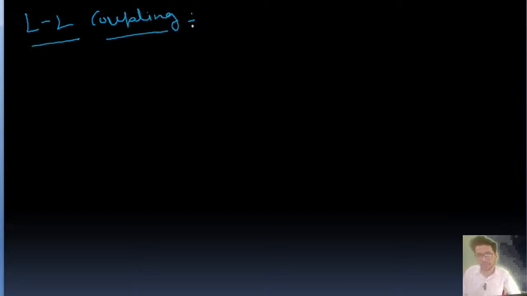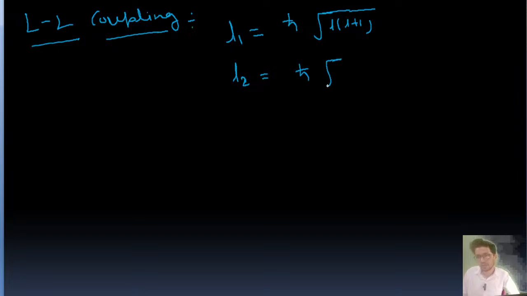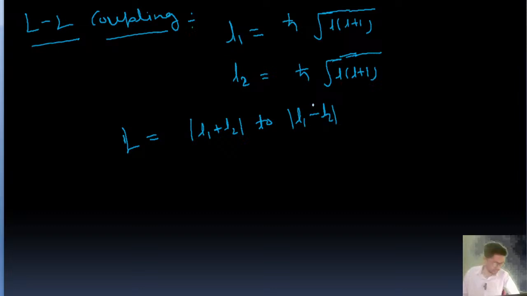LL coupling. In LL coupling, we know this value, right? L1 equals ħ√(L(L+1)), and L2 is ħ√(L(L+1)). Here L is the orbital angular momentum. So the value of L is going to be from |L1 + L2| to |L1 − L2|. This is for LL coupling.